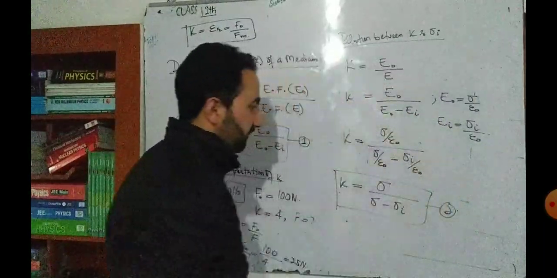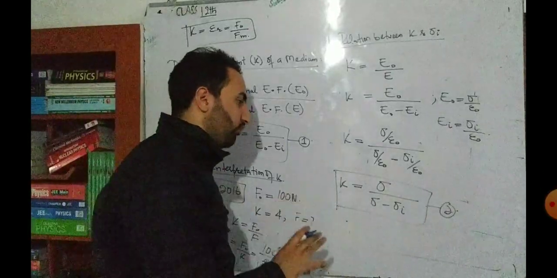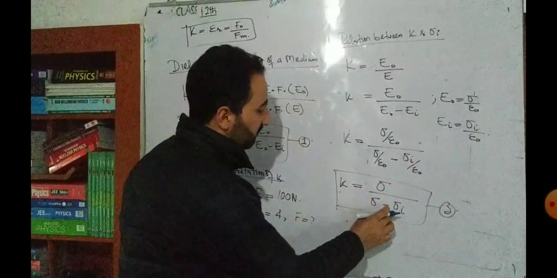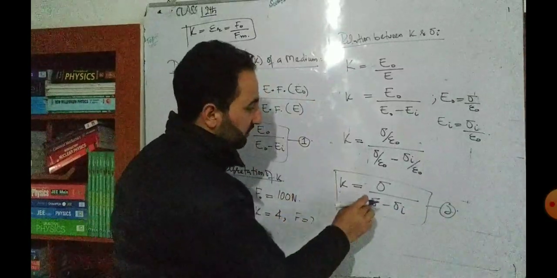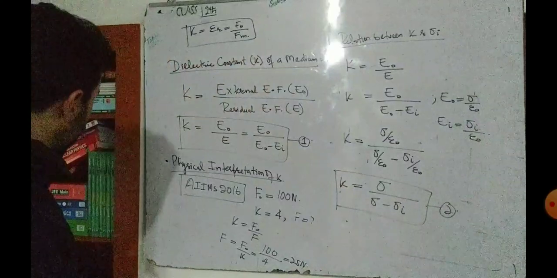Very important equation. From here you can calculate anything. Two parameters must be given to you. Third parameter you can calculate. If sigma and sigma I is given to you, you can calculate K. If sigma and K is given to you, you can calculate sigma I. ठीक है ना बेटा? Okay, there's one more equation as well.